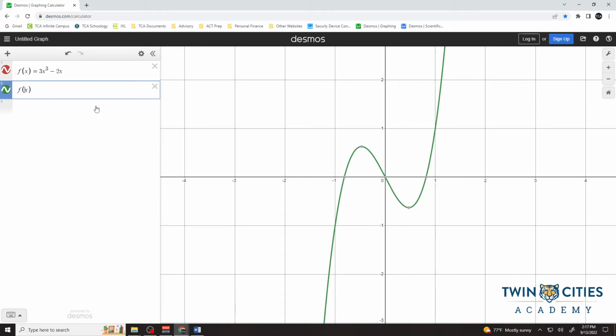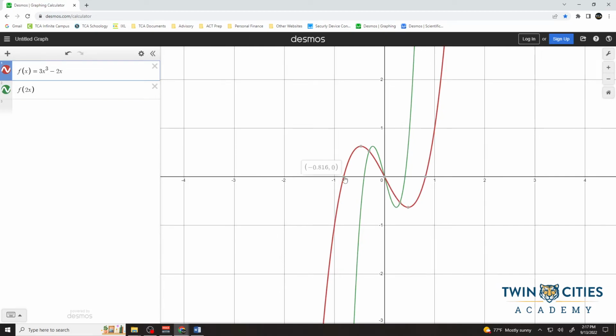But horizontal changes. If I multiply by 2 here on the inside, f of 2x, my brain would expect this to take everything here and stretch it out. But actually, it compresses it in. So now if we look at the x values, what was at negative 0.8160, that was my 0 before, now becomes half of that. So this takes all of the points and it compresses them inward horizontally.